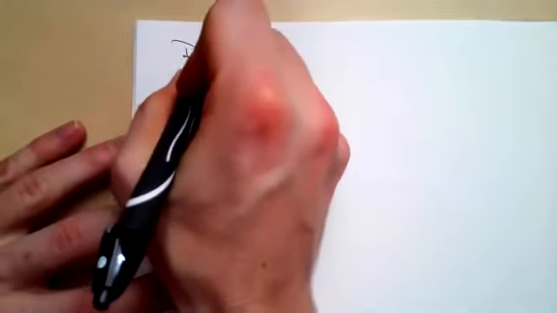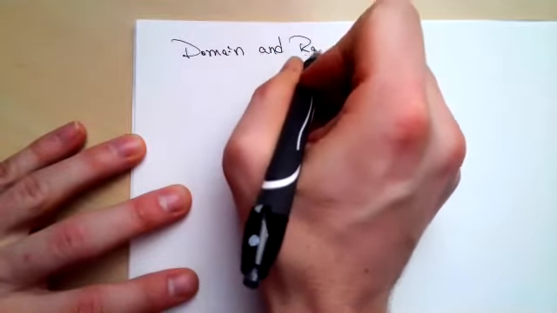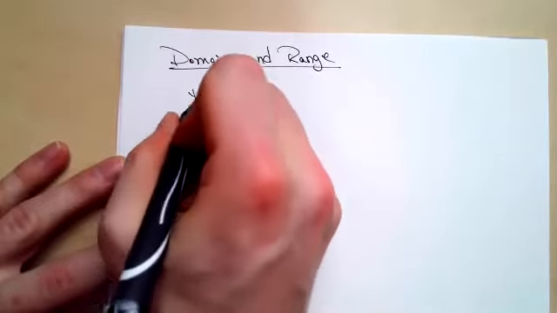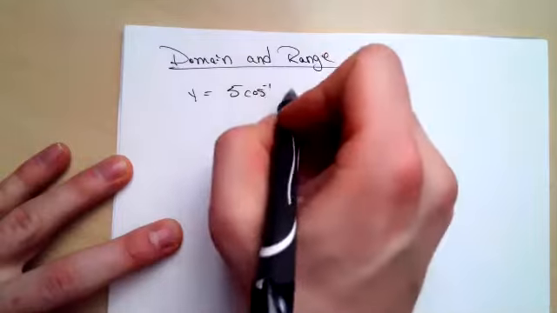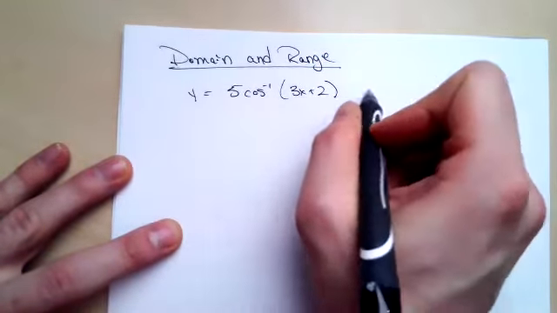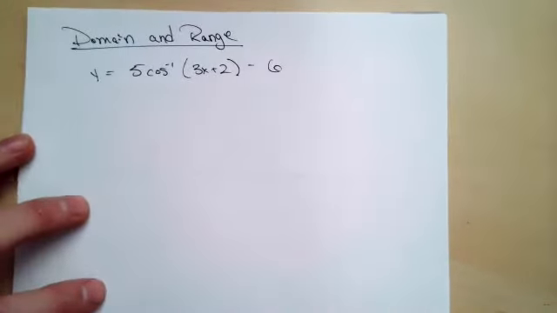Let's do one more in terms of finding the domain and range. Let's find the domain and range of 5 times arc cosine of 3x plus 2, minus 6. So how do we do this?